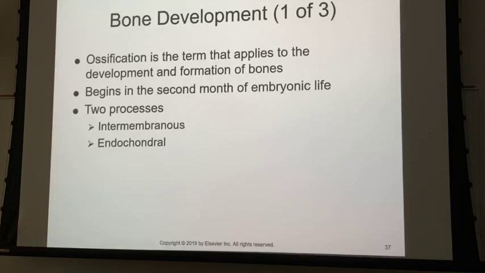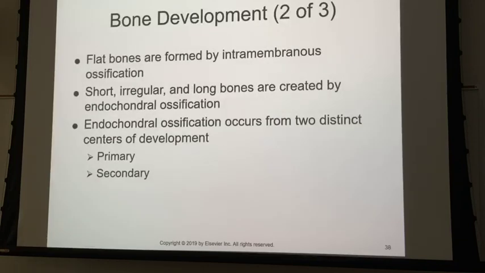So ossification is just bony development. It begins very early in the embryonic life, and it continues all the way through until, some people stop growing by the time they're 14. Some people grow until they're 22, 23, 24 years old. You've got two different ways that they grow depending on the type of bone that we're talking about. We've got intramembranous and we've got endochondral. So flat bones grow through intramembranous, and then short, irregular, long bones, pretty much everything else grows in a similar way, and that is what you're most familiar with.